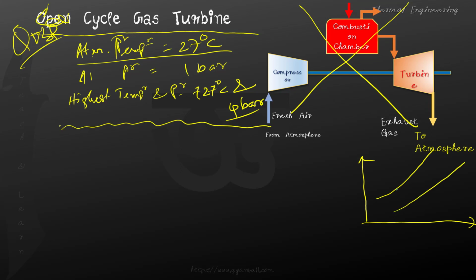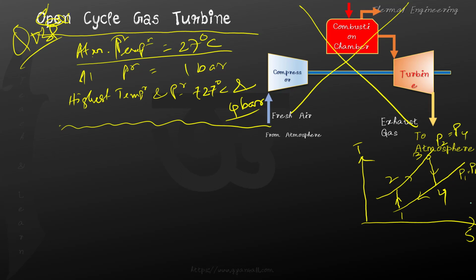So what is the TS diagram? You write T and S. So this is the constant pressure line, P2 is equal to P3, because this is 1, 2, and this is P1 equal to P4. That's 2, 3, 3 and this is 4. So 1, 2, 2, 3, 3, 4, 4, 1. These are the processes. Now we need temperature.